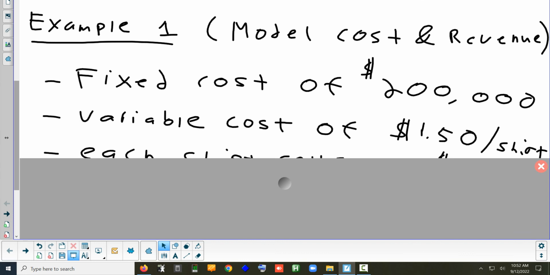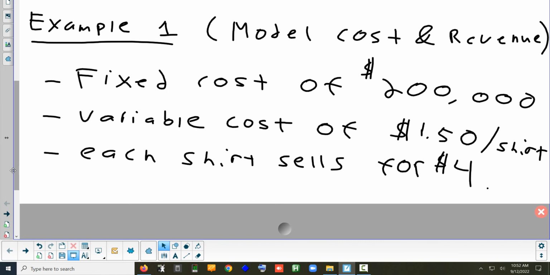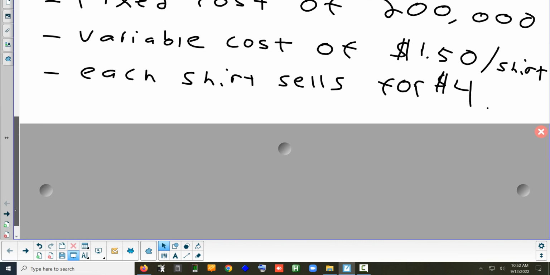But there's a variable cost of $1.50 per shirt. So obviously, the more shirts they make, the more it costs, because maybe they have to print ink on the shirt, and they have to buy a blank t-shirt. So it costs them money for each shirt that they produce. They make the shirt for $1.50, they sell the shirt for $4.